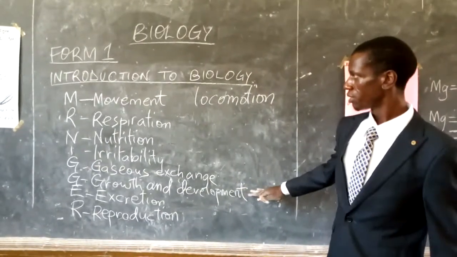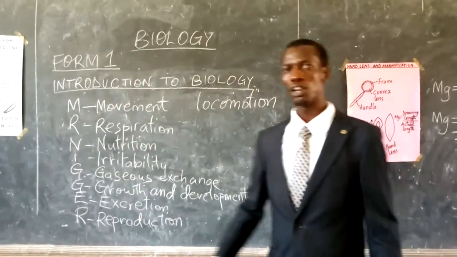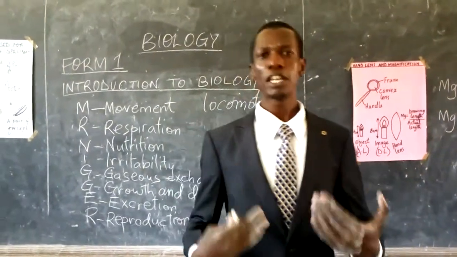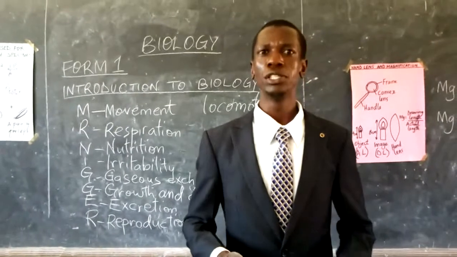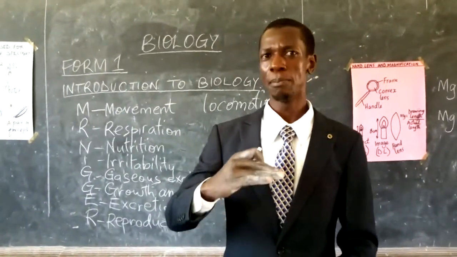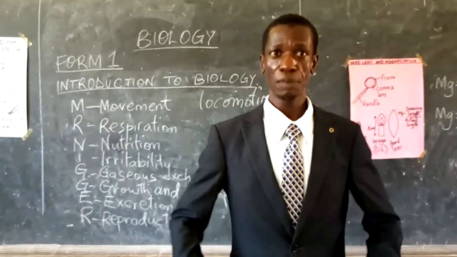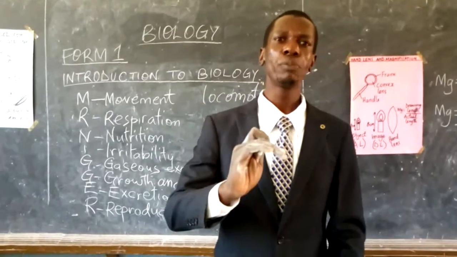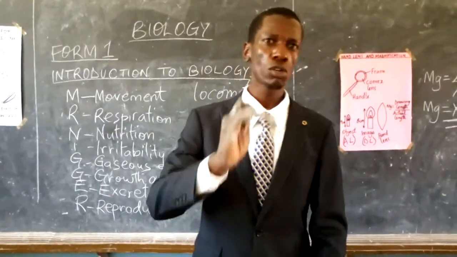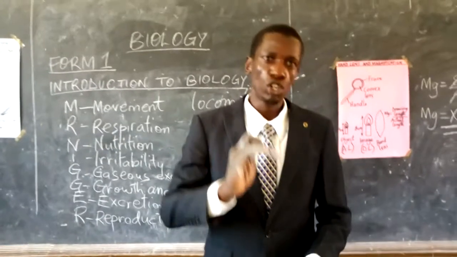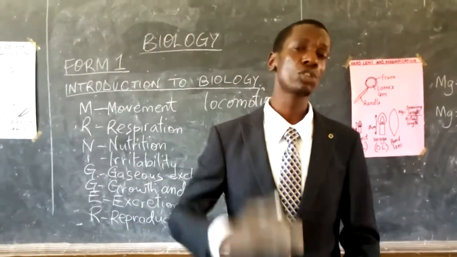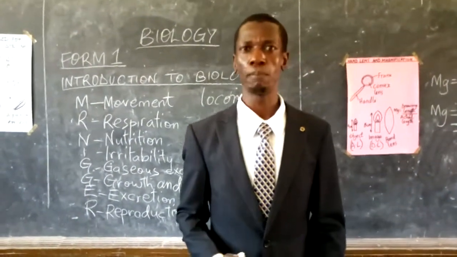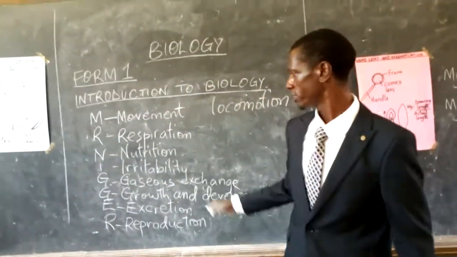The next one is referred to as growth and development. Growth is the irreversible change in the body size and mass. For example, when somebody grows tall, we say that person is growing. It is said to be irreversible because once growth has occurred, it cannot be reversed. For example, somebody cannot grow tall and later become a dwarf once again. It's impossible, and therefore we say that it is permanent.